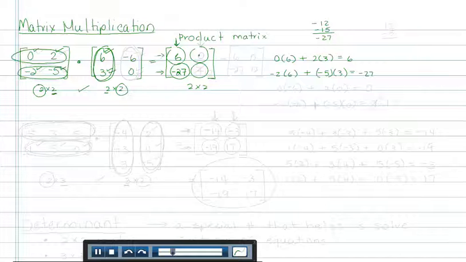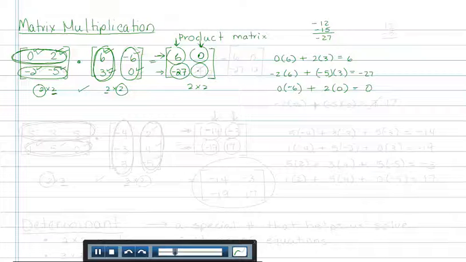Now to get this number right here, and as I'm pointing to it, it's the first row, but now it's in the second column. So we'll be working with the first row and the second column. To get the value of the number, you have to do this: 0 times -6 plus 2 times 0. And I'm trying to put little check marks so that you can see which numbers I'm working with. And all of this is basically a 0.